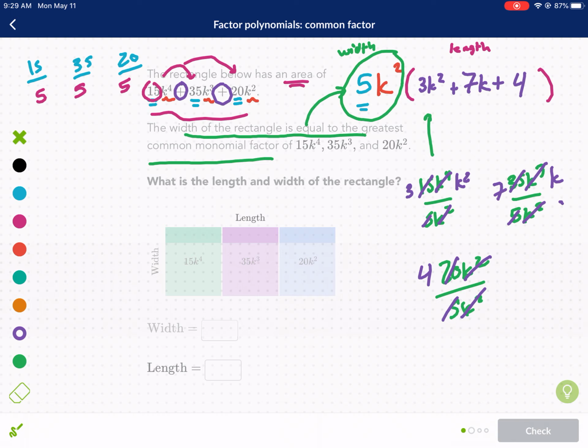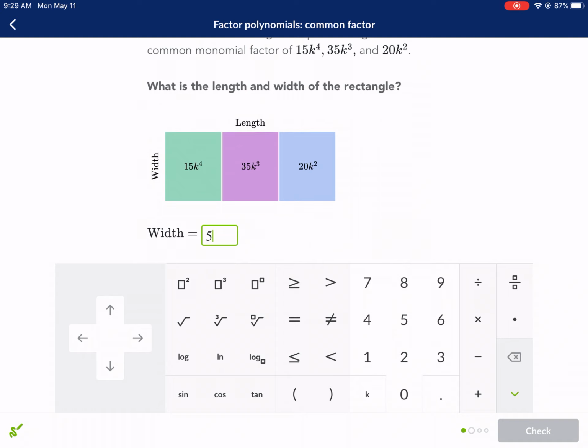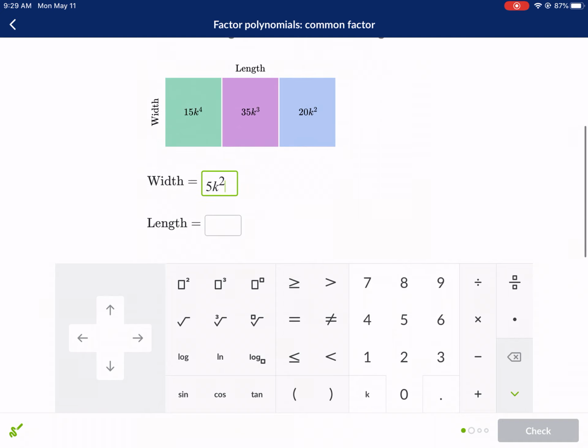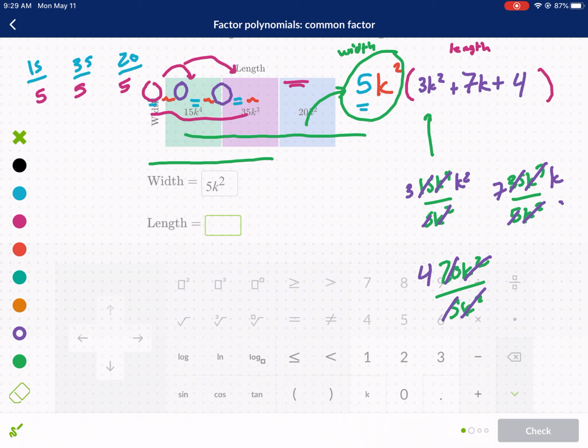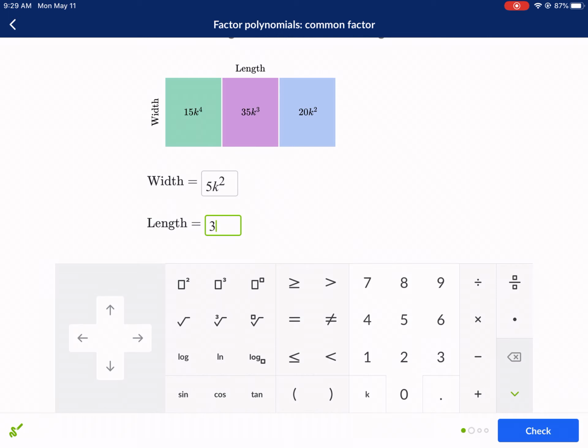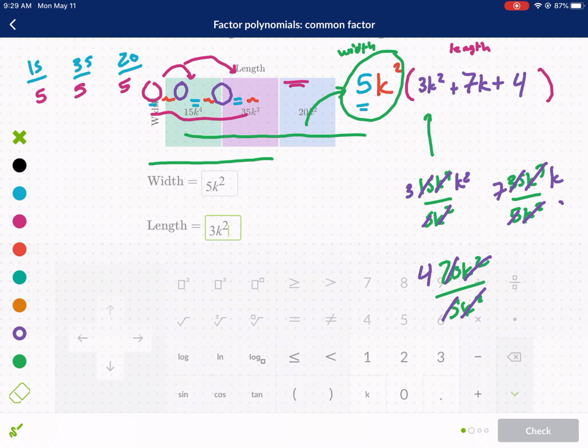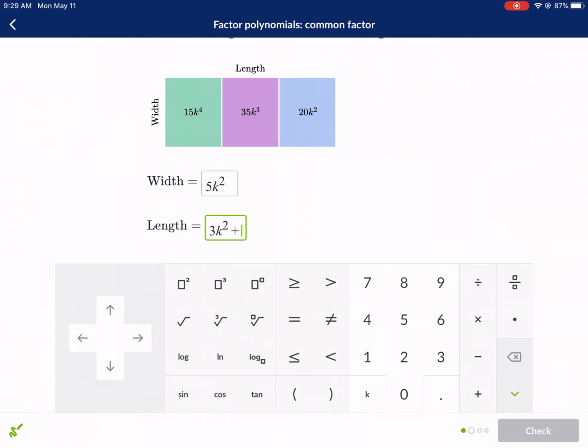We're ready to proceed. So we have 5k squared for our width, and for our length we don't need to put the parentheses because it's by itself, but if we were to write it next to the width, the greatest common factor, 5k squared, we definitely need parentheses. So by itself, if it's just asking for the length, we can type in 3k squared plus 7k, plus 4.